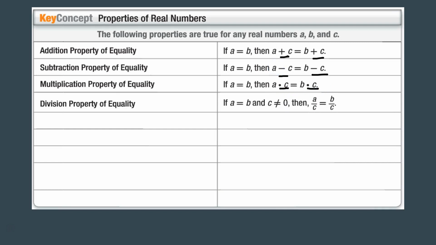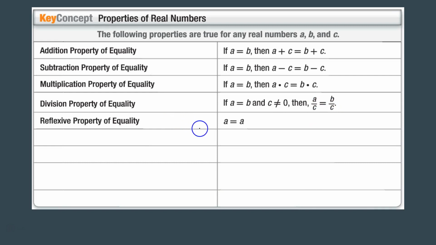Then once again we have the division property of equality. If a is equal to b, and this is something a little new, c cannot equal 0 because you can't divide numbers by 0. Assuming that's true, then we can say that a divided by c is equal to b divided by c. So they're both just being divided by c.